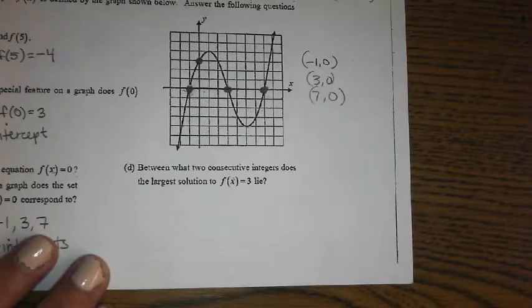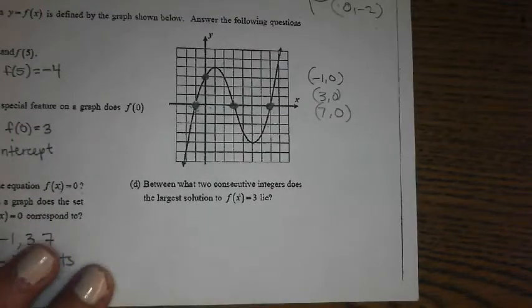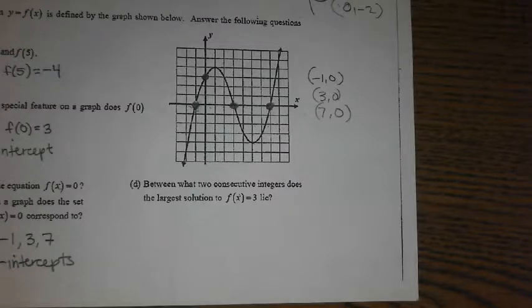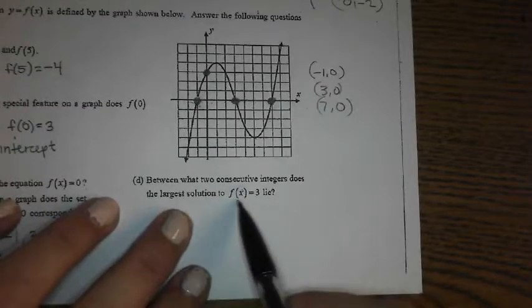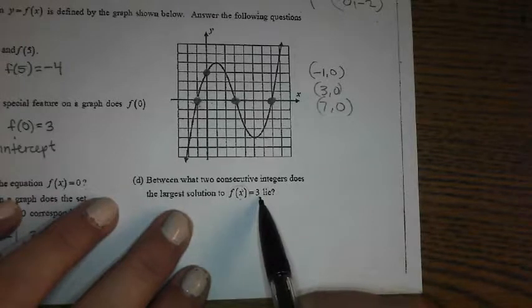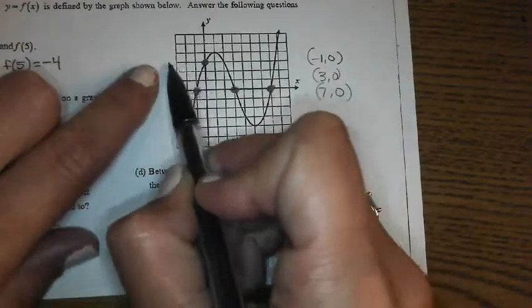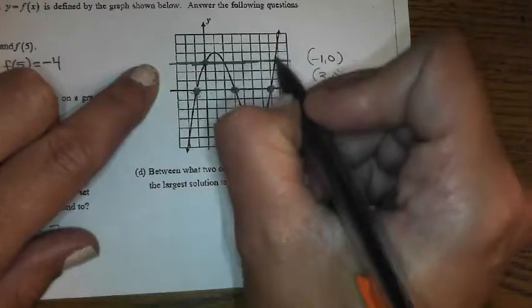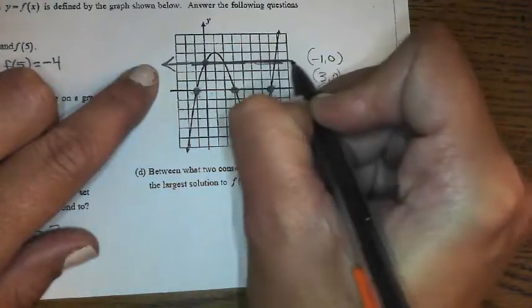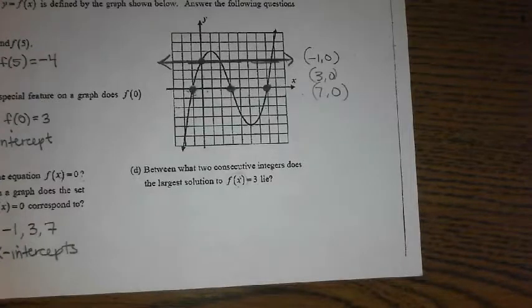And last question here on D. Between what 2 consecutive integers does the largest solution to f of x equals 3 lie? Okay. So this is essentially saying your y-coordinate equals 3. Y equals 3 as a line is a horizontal line. So this right here is the line y equals 3. Do you remember in systems when your solutions come from the point of intersection? When you graph 2 lines, you're interested in their point of intersection. That's the solution to the system of equations. It's been a while. We'll review that. But that's what's happening here.